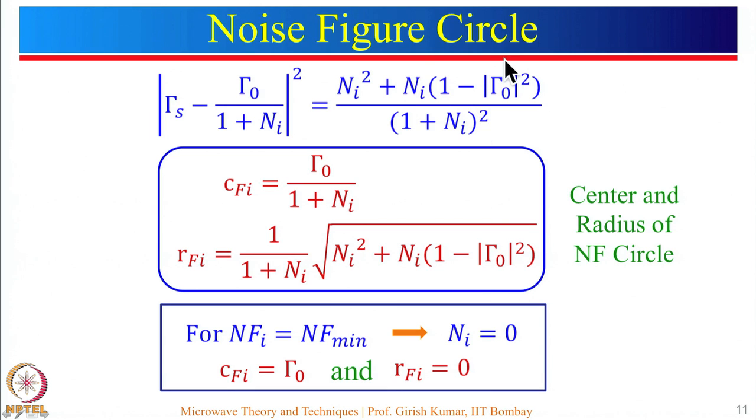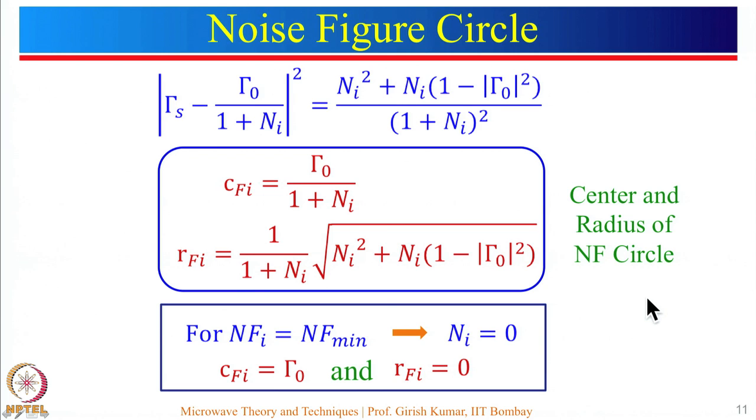So, the noise figure circle equation comes out to be gamma s minus this term, which is equal to this here. So, what is this term here? This is nothing but the center of the noise figure circle. So, that is given by this particular expression. And what is this here? This corresponds to the radius of the noise figure circle. So, we have to take the square root of that, because this is equal to Rfi square. So, Rfi is given by this particular expression.